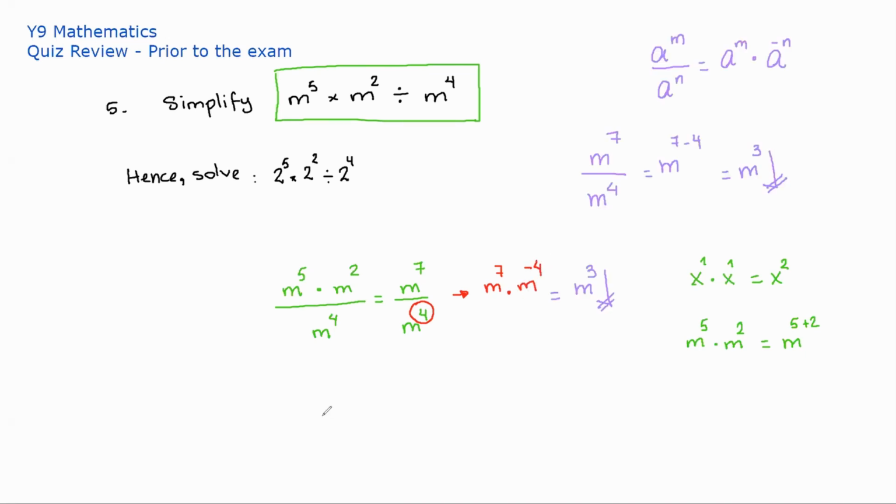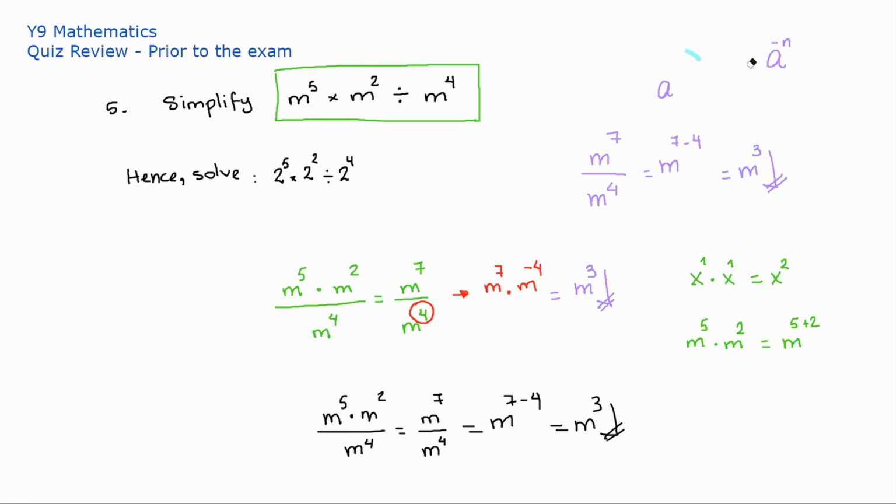One more time. M to the power of 5 times m to the power of 2 over m to the power of 4. On top, you're multiplying them, so you leave only one m and you add the numbers. In the denominator, you stay with the number 4. So for you to solve this, you leave only one m and you subtract. You change the sign of what is below, so it becomes negative now, and it's m to the power of 3. And that's how you solve this exercise.